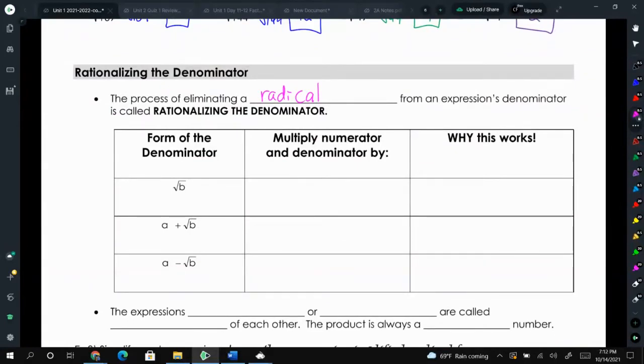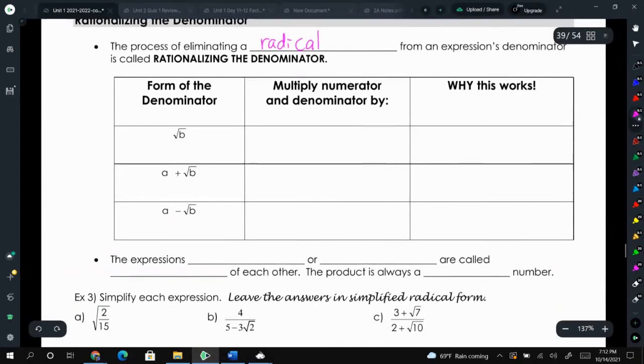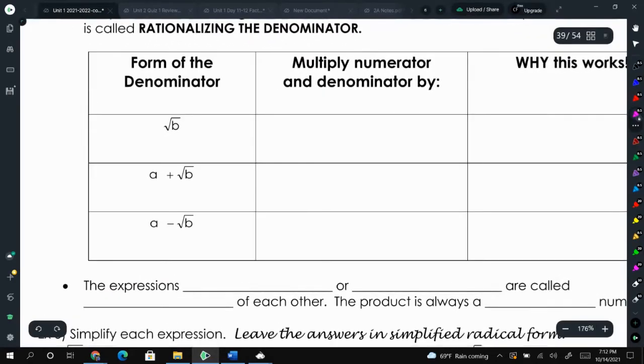So there are 3 situations that we could have in the denominator. We could just have a normal radical. And when you have just a normal radical, the square root of 11, the square root of 13 in the denominator, you just multiply by that number, by that same exact thing.